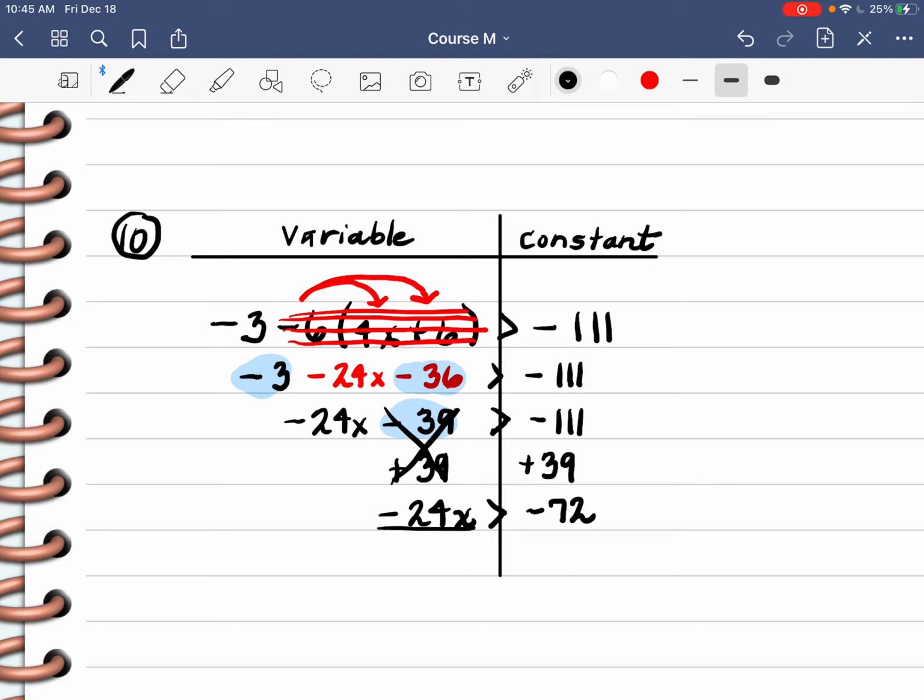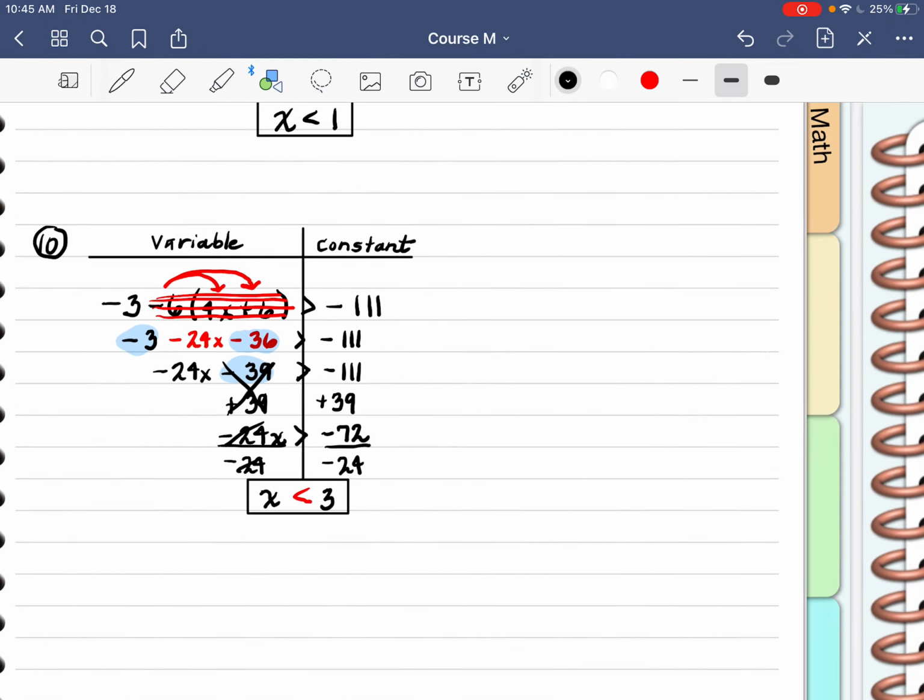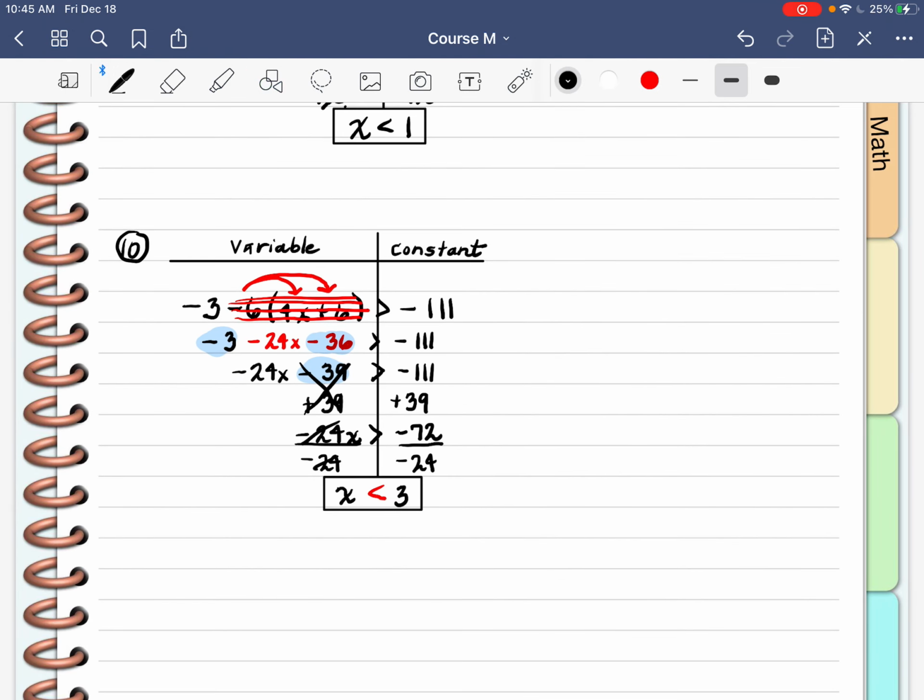Now be careful because you're dividing by a negative, so the sign has to flip. And go ahead and do that or you'll forget it. Just reverse the arrow. So you have x is less than negative 72 divided by negative 24 is positive 3. And that's standardized. And we are ready to graph the solution.